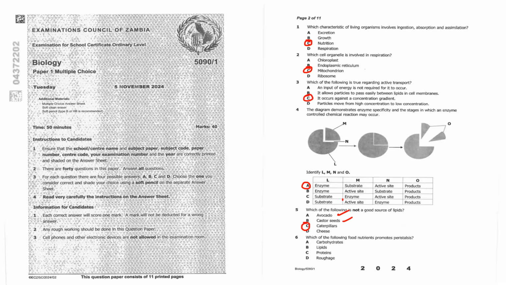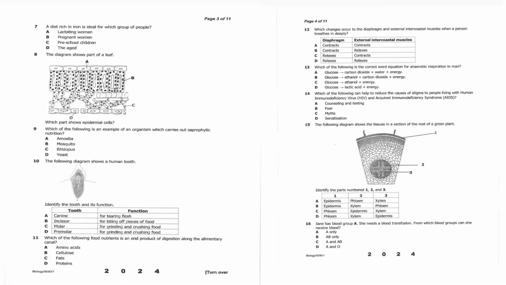Which of the following food nutrients promotes peristalsis? So roughage. A diet rich in iron is ideal for which group of people? Pregnant women. The diagram shows part of a leaf. Which part shows epidermal cell? So it is A.